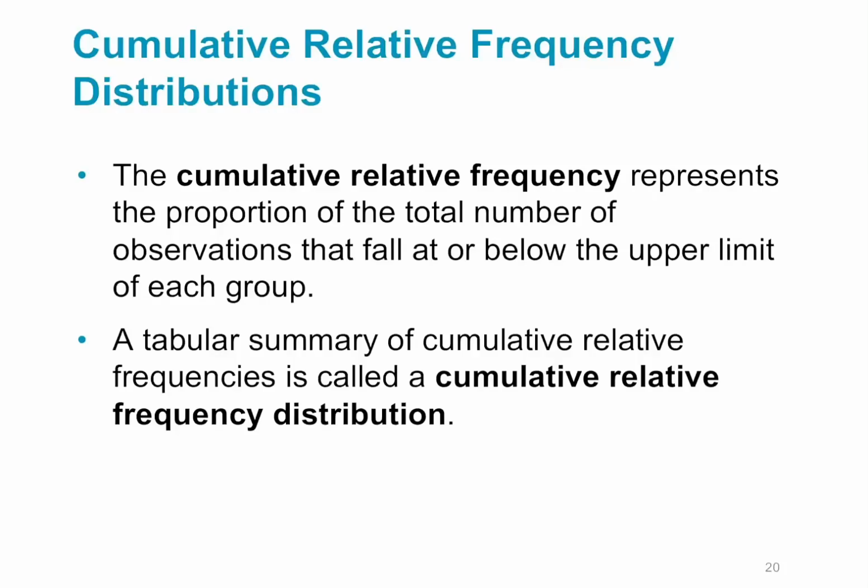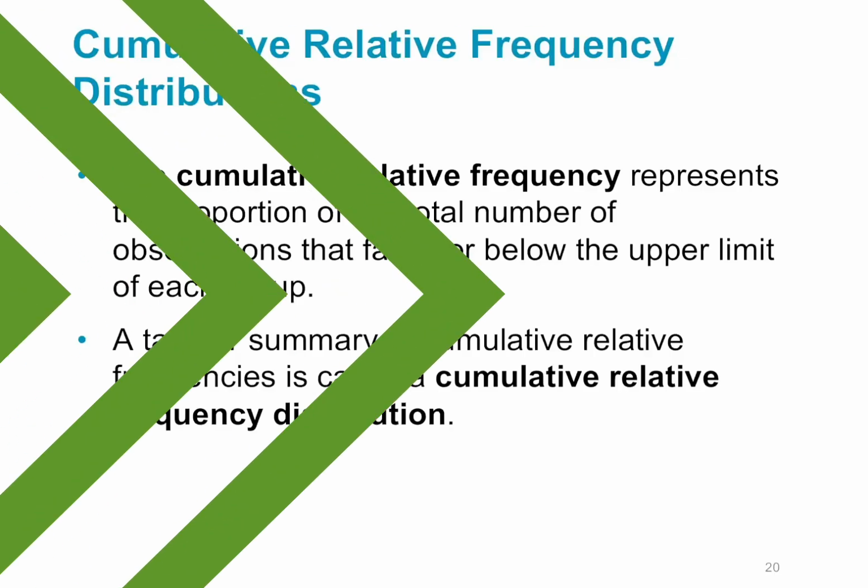In this video, we'll cover three topics: cumulative frequency distributions, percentiles and quartiles, and cross-tabulations. These all build on the frequency distributions we learned in the previous video. The cumulative relative frequency answers the question, what proportion of observations fall at or below a certain value? And we build it by adding up the relative frequencies as we move from smallest to largest group.